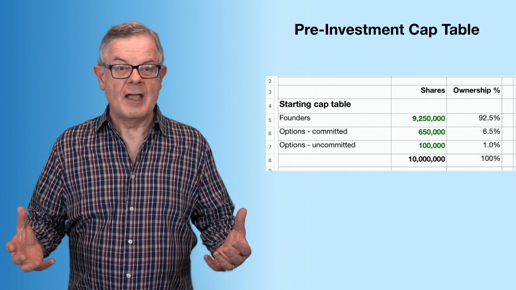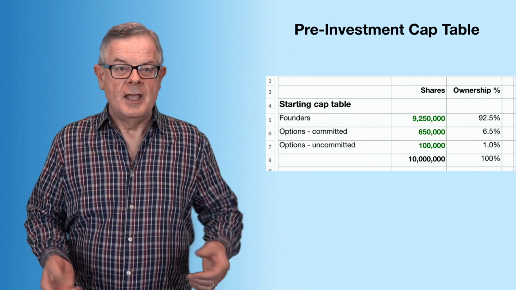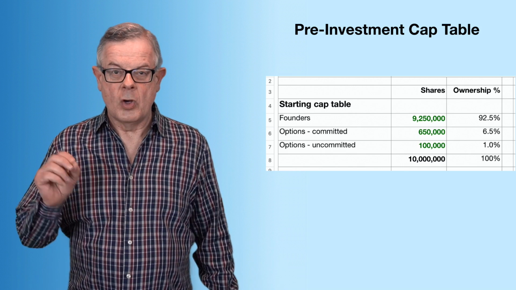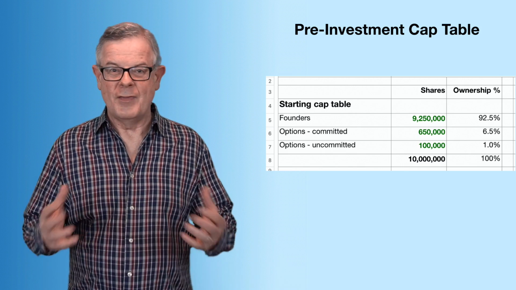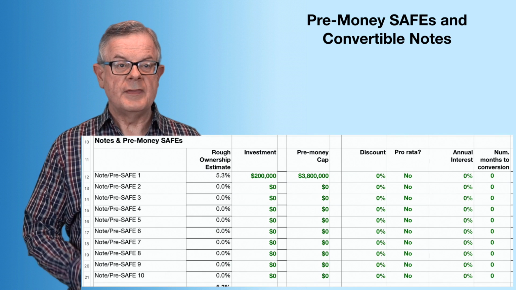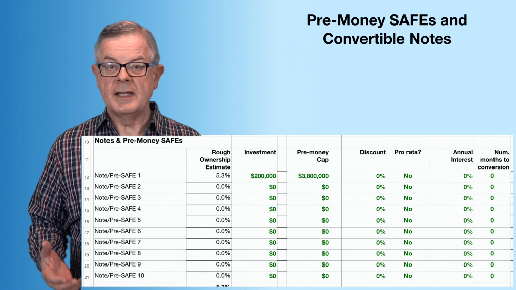Now, you might not have any options at all, in which case your committed options and uncommitted options will just be zero. Maybe all you have is founder stock. That's fine. Just plug in the appropriate numbers. Next, we document the convertible notes and the pre-money safes.